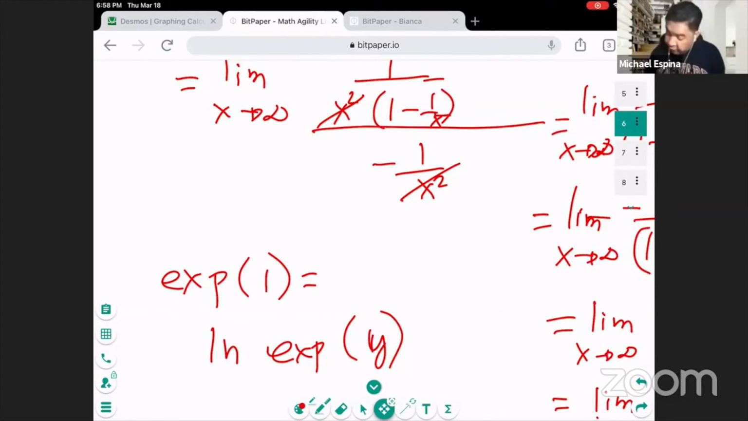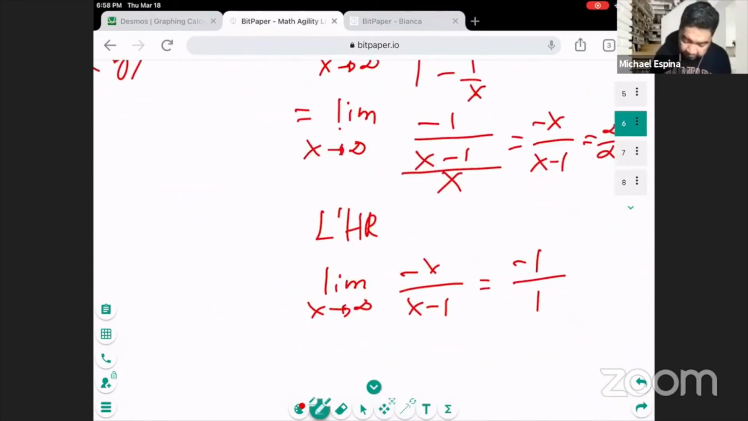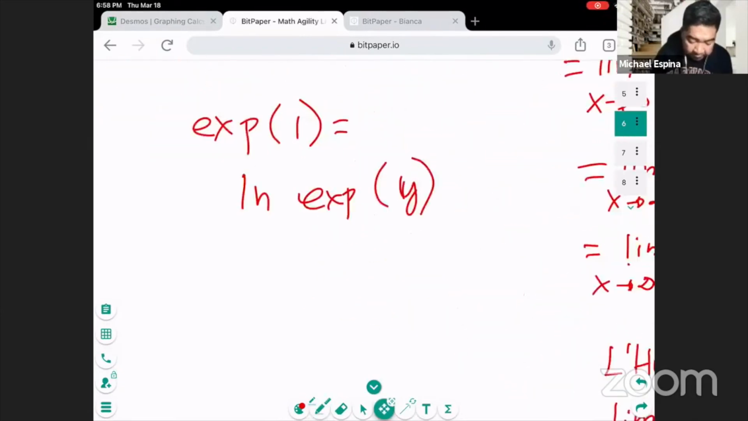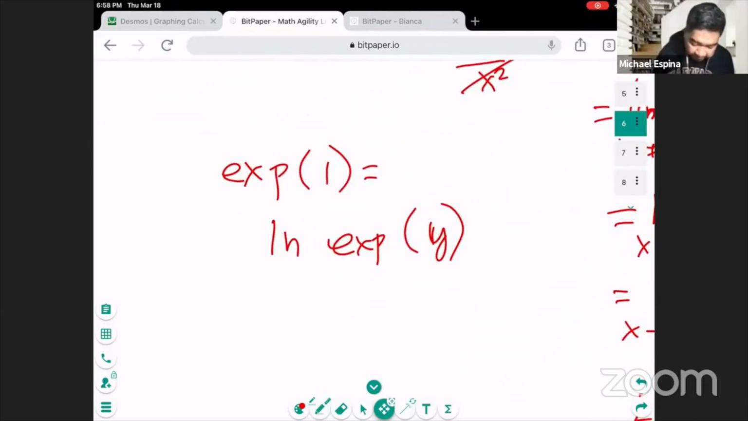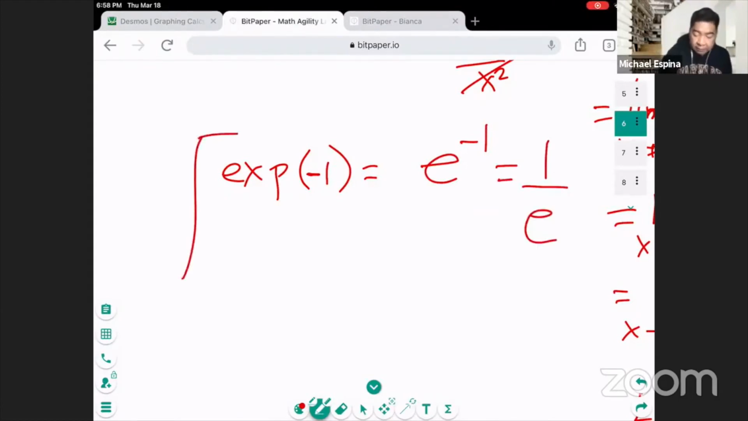Oh, negative 1. Sorry, I missed the negative here. So it should be negative 1. From our original substitution of exp, it should be negative 1. So we don't need to do this. So this is actually e to the negative 1, or 1 over e. So this is our final answer.